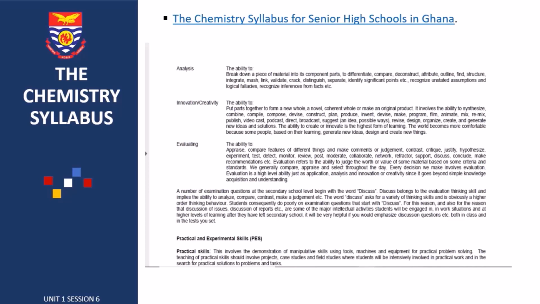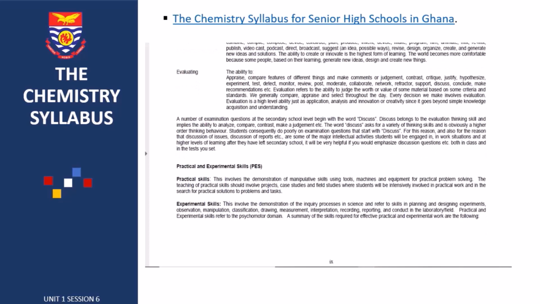And then for the evaluation, which is the ability to appraise, compare features of different things and make comments or judgments, we can use verbs like construct, seek, justify, hypothesize, experiment, test, detect, monitor, review, among others. So these are the profile dimensions and the verbs we can use in their regard. Now let's look at the practical and experimental skills needed.